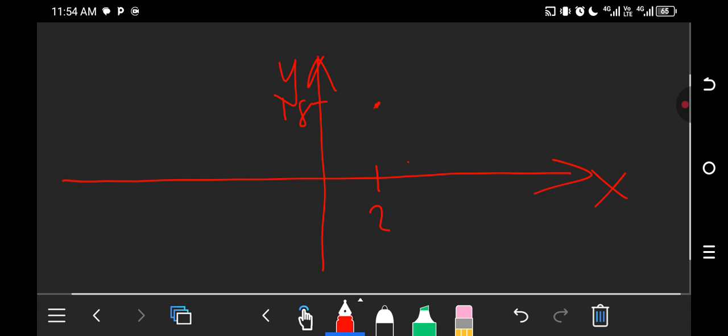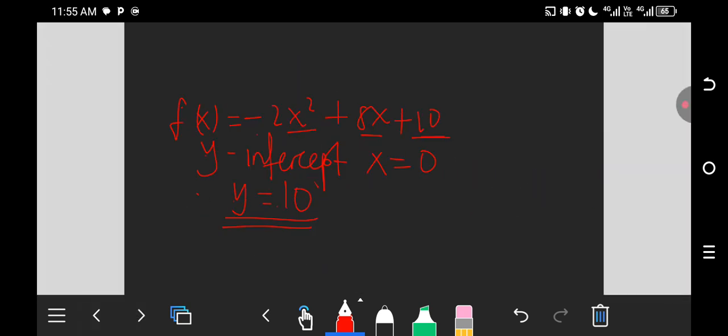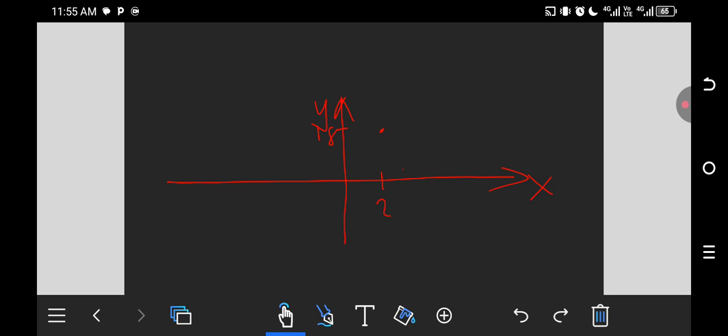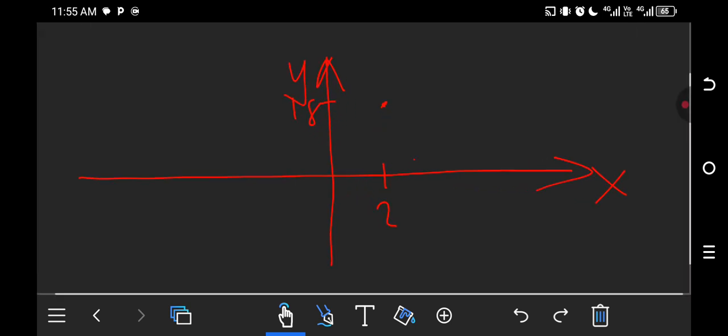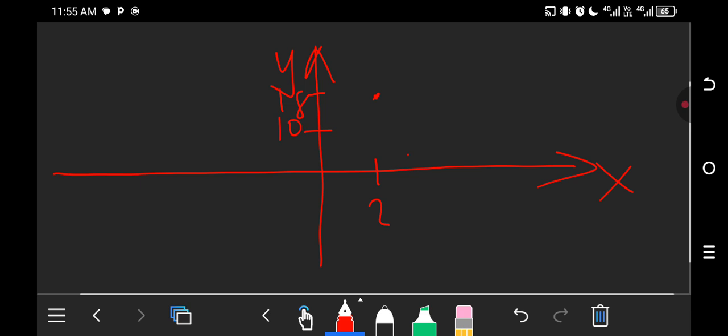Then this graph is intercepting with the y-axis at 10. So the y-intercept, we found it to be 10 there. So we need to put the y-intercept. We're going to write 10 there. Of course 10 should be less than 18, right? So we're going to put 10 there. So this graph, it's a maximum, so it will pass like that and also go like that.